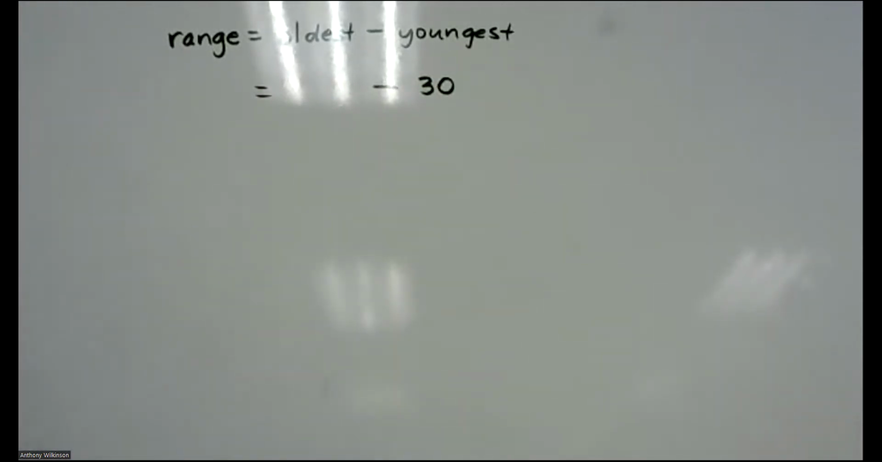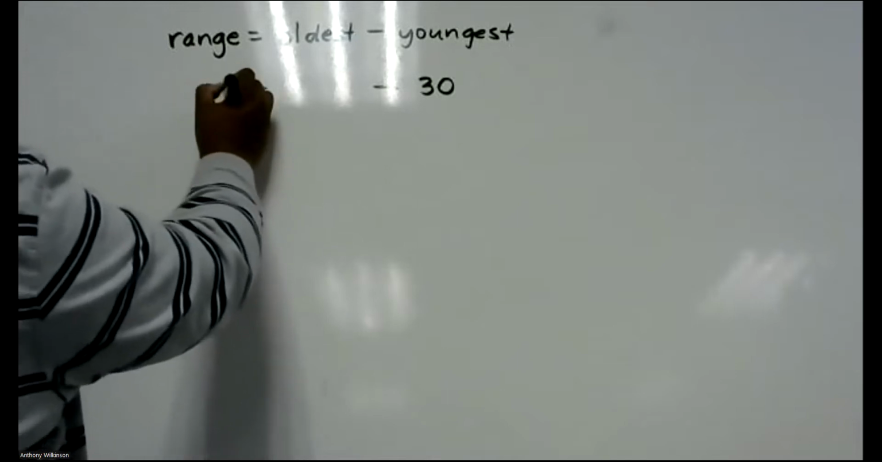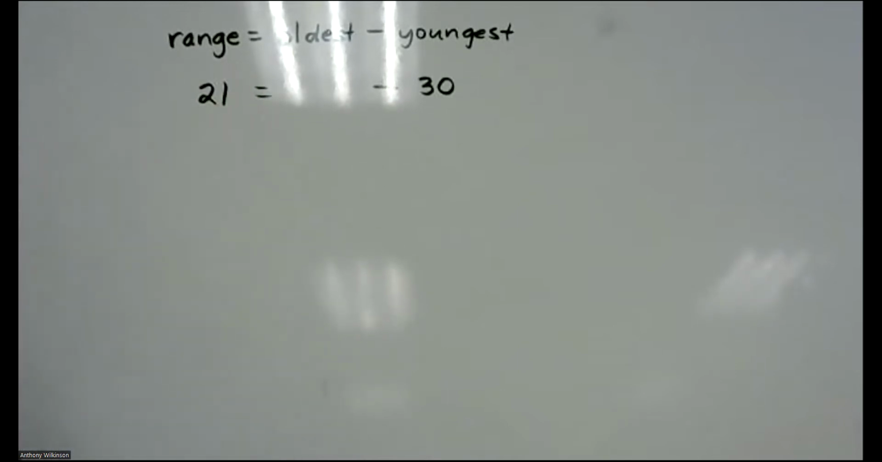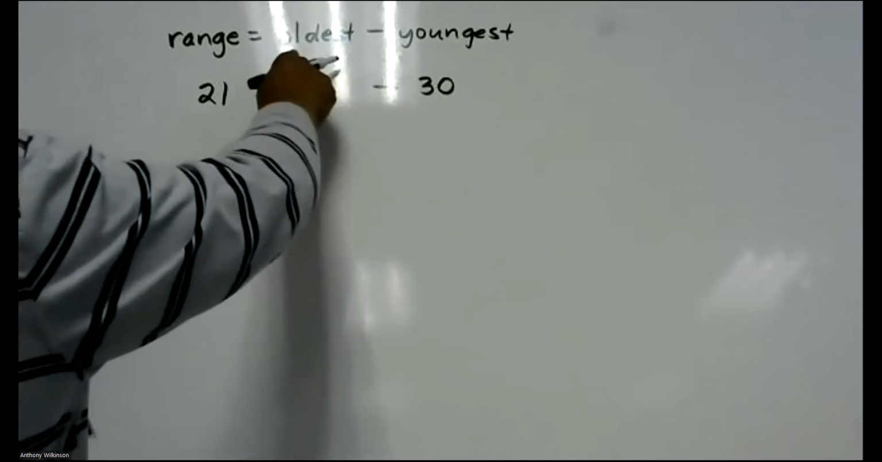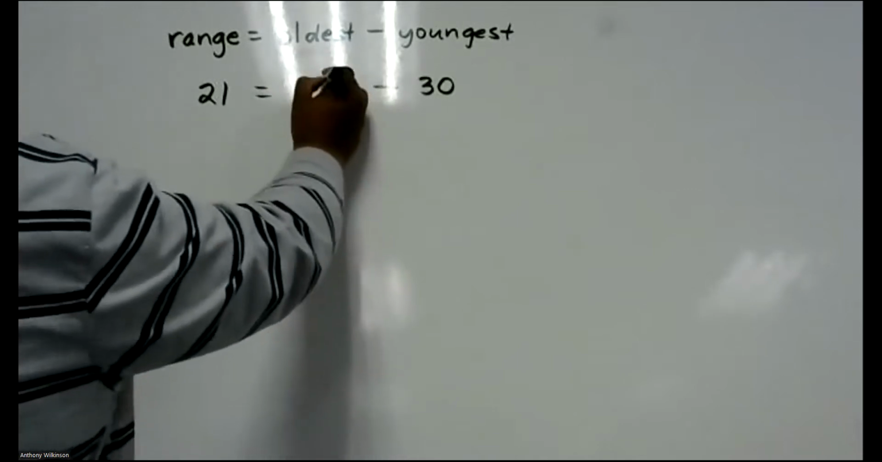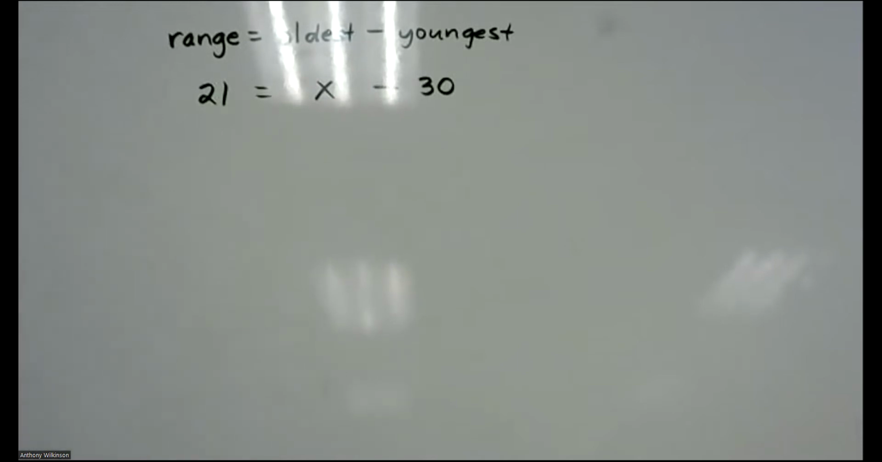And the range of the ages is 21 years old. So that range there is 21 years old. So here I want to find out how old is the oldest person in the company. So here I'm going to let X be the oldest person in the company. So notice we have the equation 21 is equal to X minus 30.